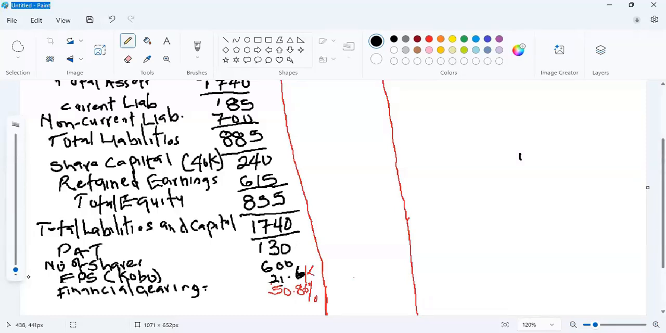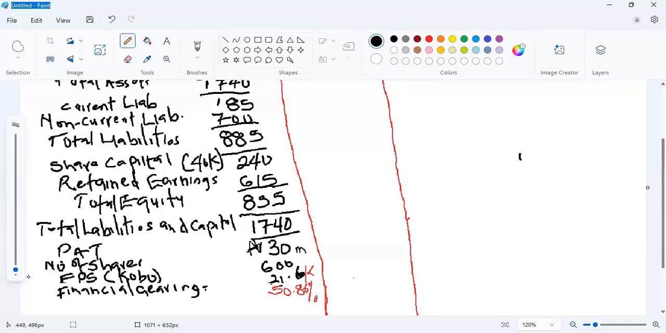Now, earnings per share. Profit after tax divided by number of ordinary shares. 130 million divided by 600 million. What do you have, please? That will give you, multiply by 100.